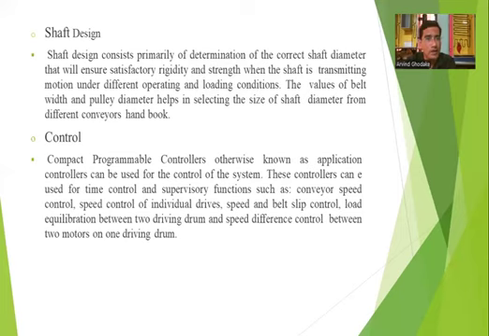So next one, last one is the control. The compact programmable controllers, otherwise known as application controllers, can be used for control of the system. These controllers can be used for the time control and supervisory functions such as conveyor speed control, speed control of individual drives, speed and belt slip control, then load equilibration between the two driving drums and speed difference control of two motors on a driving drum. So in this way we can design the different parameters in the belt conveyor design.